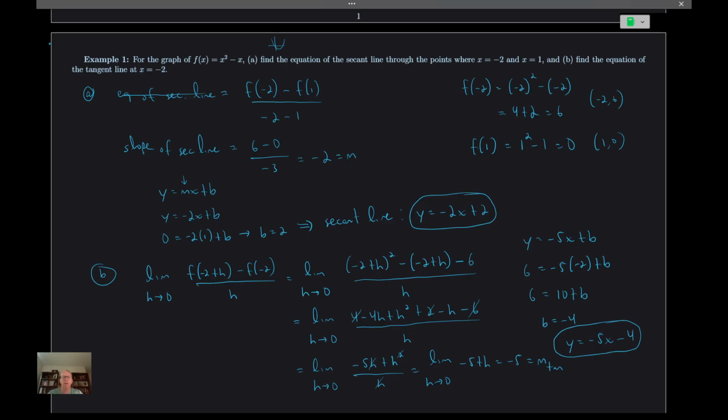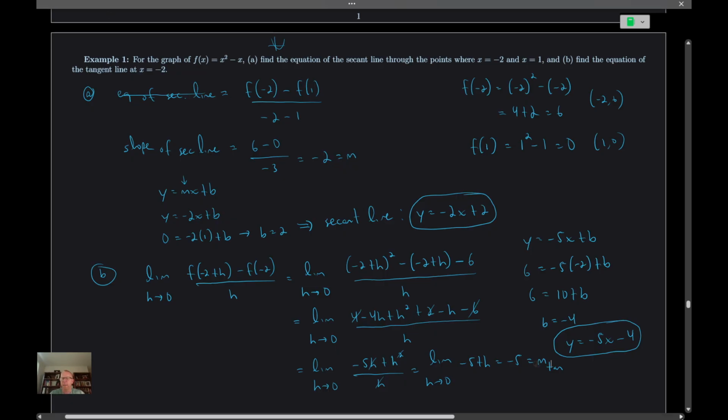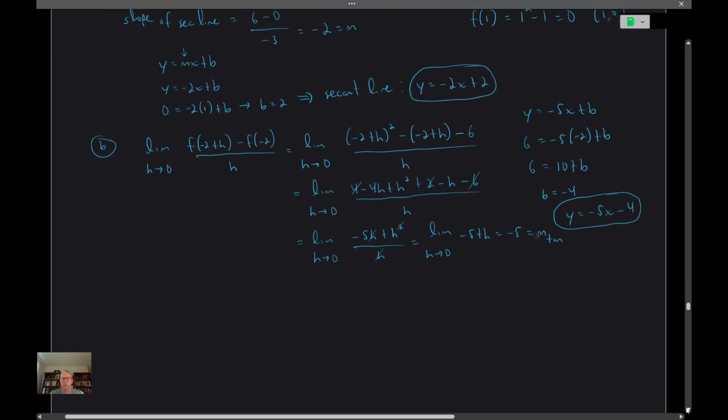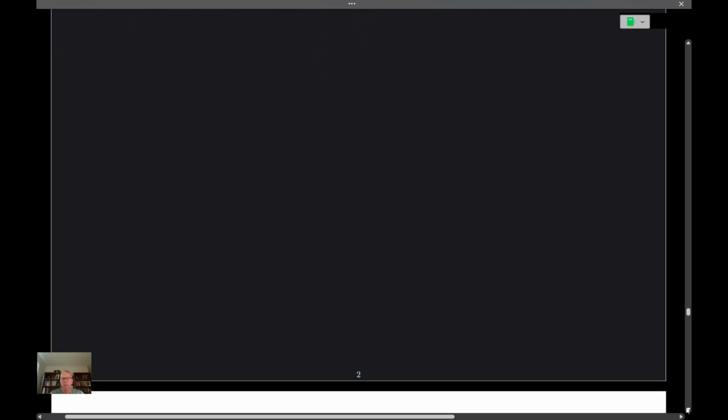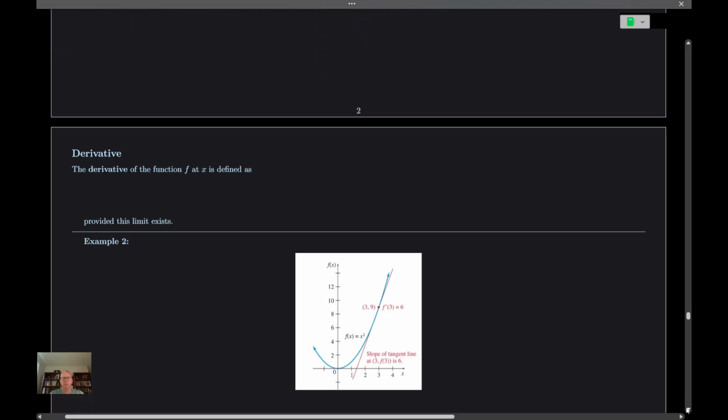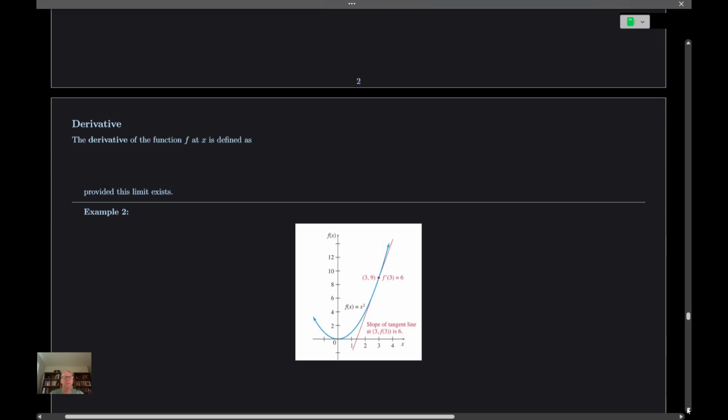All right, so that's how you find the secant line, the equation of the secant line, and the equation of the tangent line. Now, let's see what we have next. Now we're going to define the derivative.